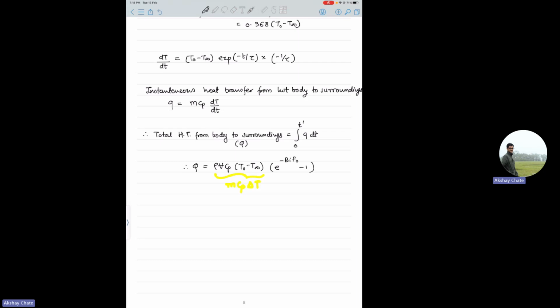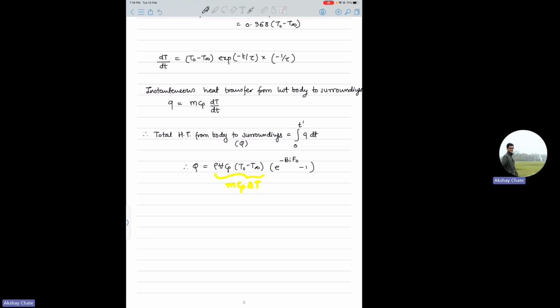So Biot number is constant, alpha t by Lc square, so the Fourier number reaches a very high value. Then e to the power minus very high is basically 1 by e to the power very high, so that is almost 0. So that will become minus 1. Yeah, so in that limit, I think you have to take the limit here.